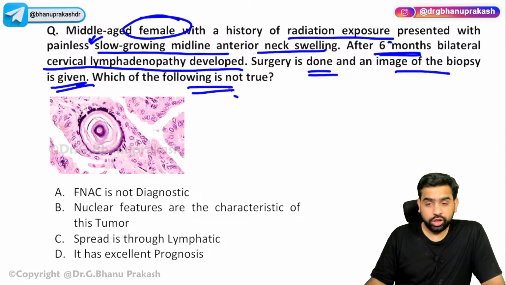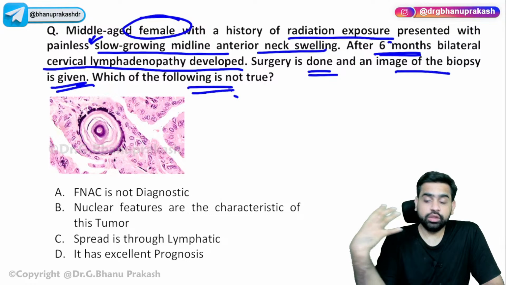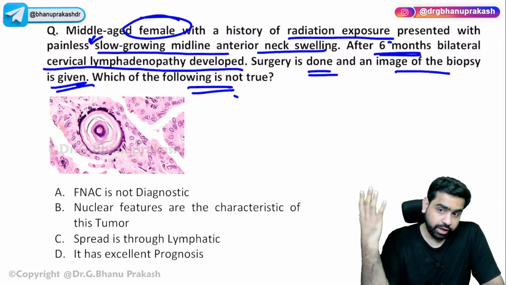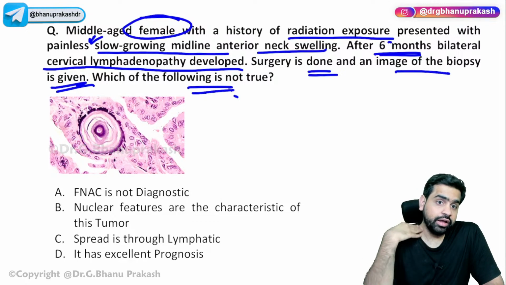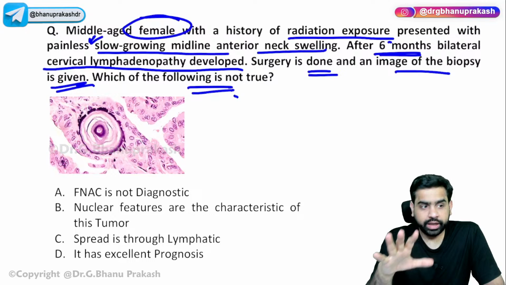In other words, what they're trying to tell you is that there is a patient who had received radiation in the past. Now the patient has a midline swelling, and there are cervical lymph nodes which are also involved, and the biopsy has been shown to you. Okay, so the answer over here, which of the following is not true?